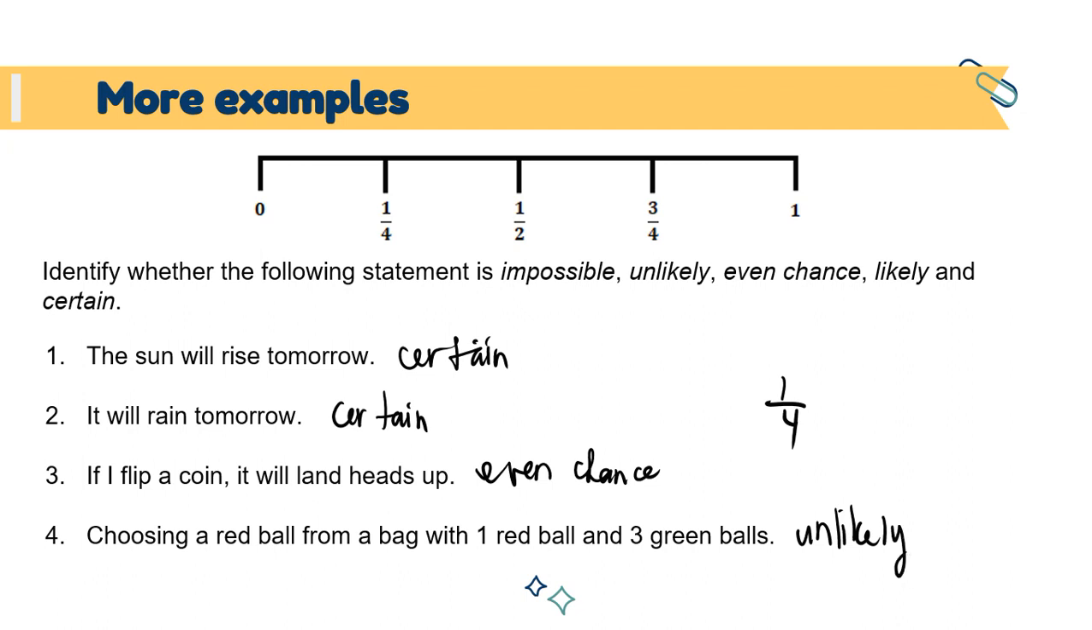Ngayon, paano kung ganito yung question? Choosing a green ball from a bag with 1 red ball and 3 green balls. Pinalitan ko ngayon. So, ilan yung green balls? 3. Out of ilan silang lahat? 4. So, saan na ngayon siya magfo-fall? Magfo-fall na po siya sa likely to happen.